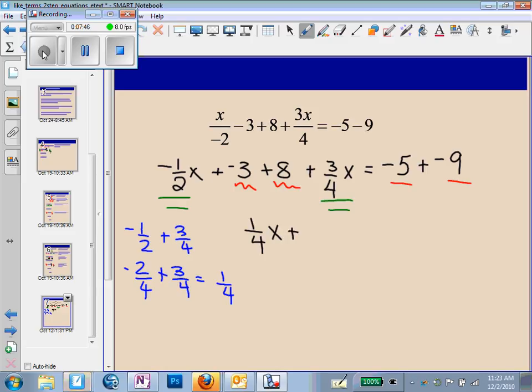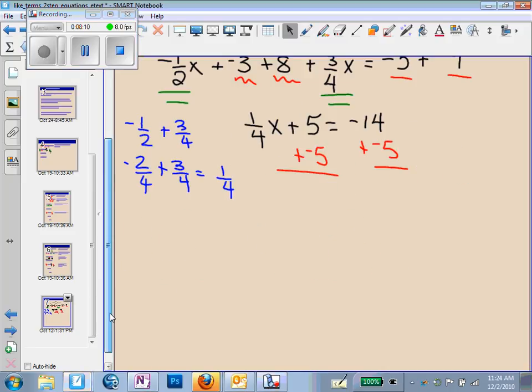And when I add my negative 3 and my 8 together, I get a 5. On the other side of my equals sign, when I add my negative 5 and my negative 9 together, I get negative 14. So now that I've simplified both sides, this is just a regular two-step equation. So I'm going to add negative 5 to both sides.